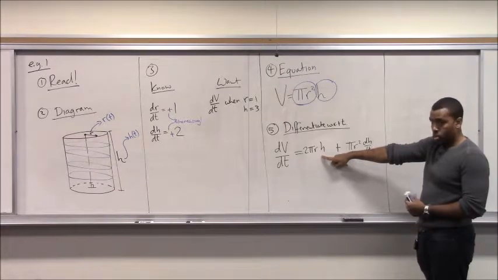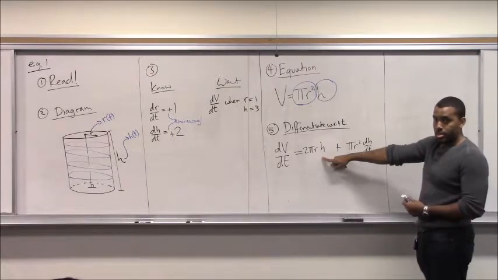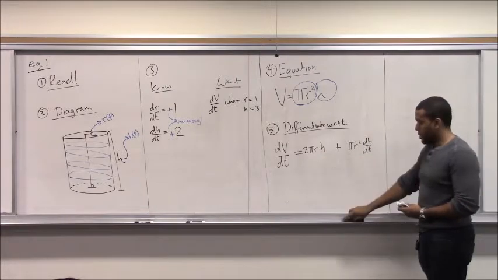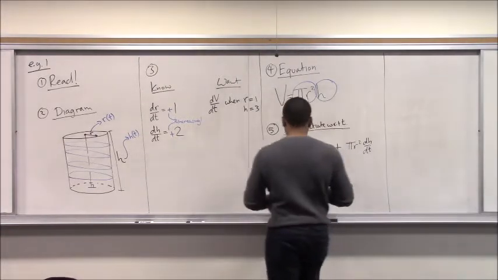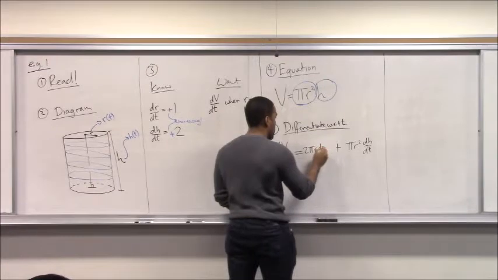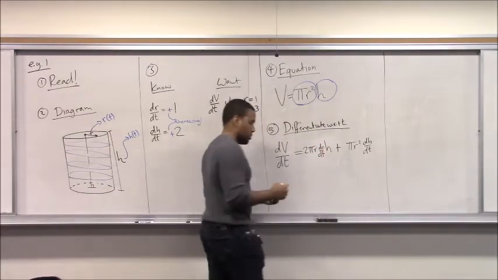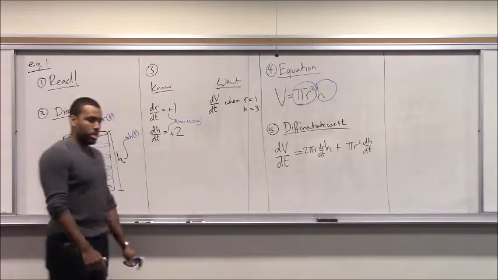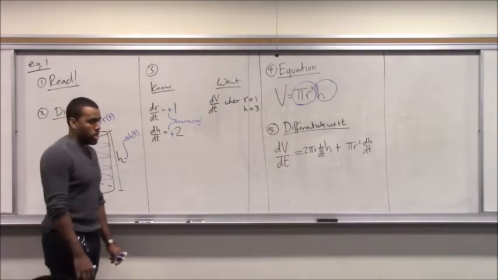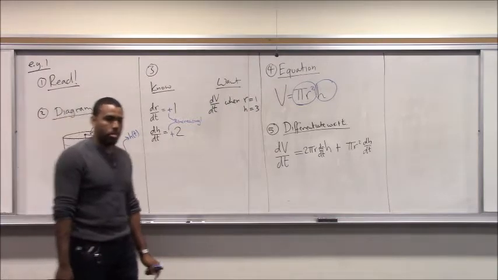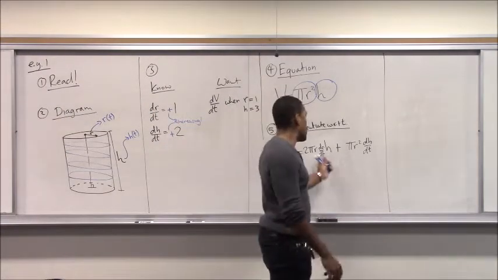You only differentiated one thing at a time. What did you differentiate here? You differentiated the r, which means you should have done what? Multiply by r prime. Once you differentiate the r, you have to multiply by dr dt. Then you do the h. This is implicit differentiation. If you're not the independent variable, you have to multiply by the prime every time you take a derivative, because it's the chain rule, right?